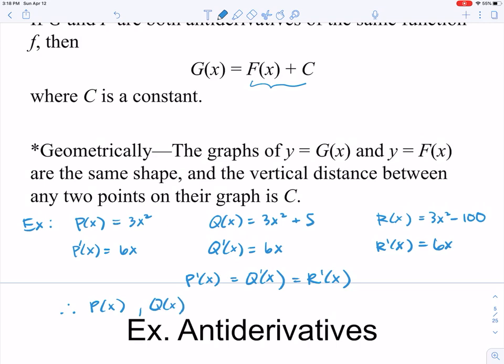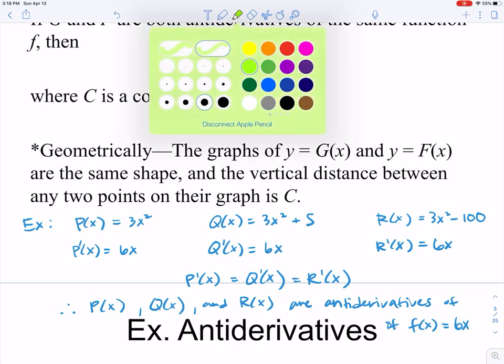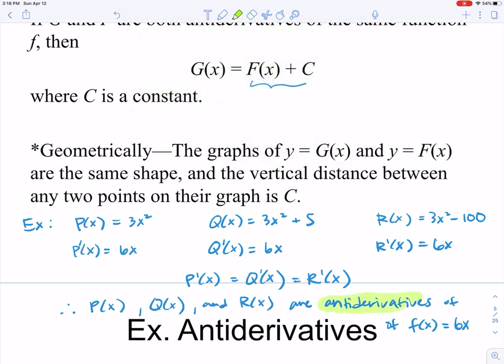which means that p of x, q of x, and r of x are antiderivatives of the function, I'll call it lowercase f of x equals 6x. And they're antiderivatives of the function 6x because all of their derivatives are equal to 6x.